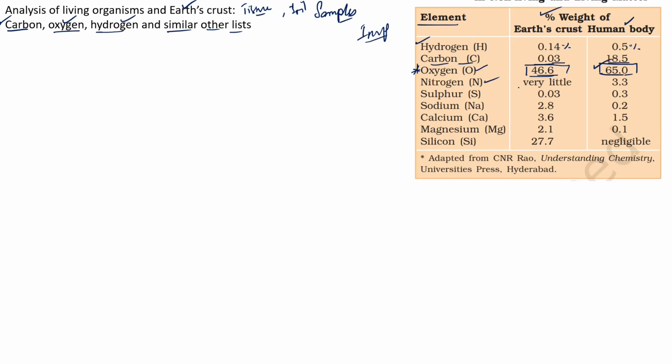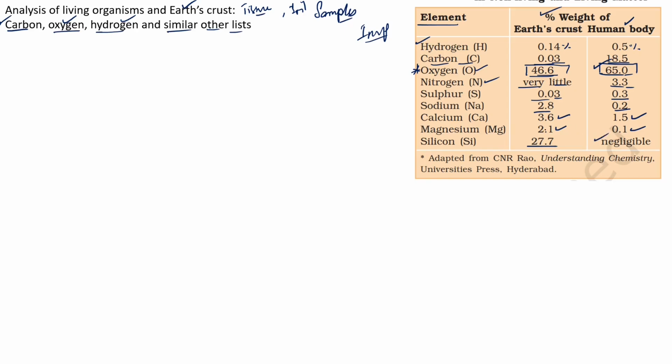Nitrogen is very little in the earth crust, whereas in the human body it is around 3.3 percent. Sulfur is around 0.03, same as carbon, and 0.3 in the human body. Sodium is around 2.8 percent in the earth crust and 0.2 in the human body. For calcium we have 3.6 and 1.5 in the human body, and magnesium is 2.1 and 0.1 in the human body. Silicon is around 27.7 percent in the earth crust, but the same element in the human body is completely negligible.